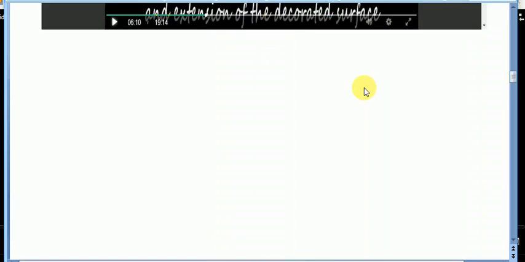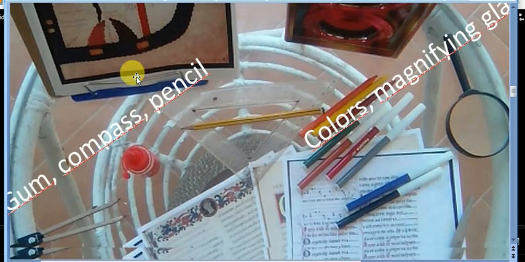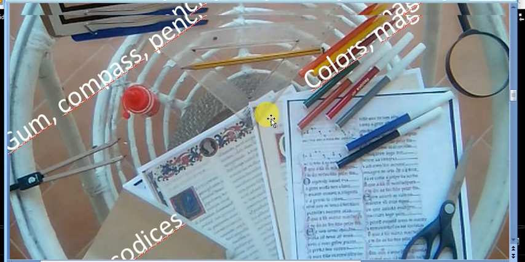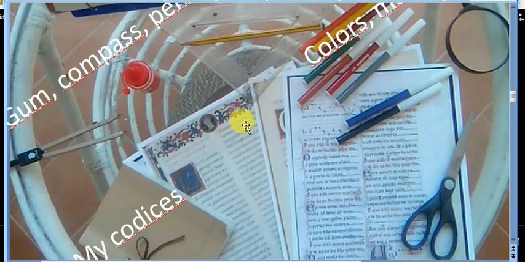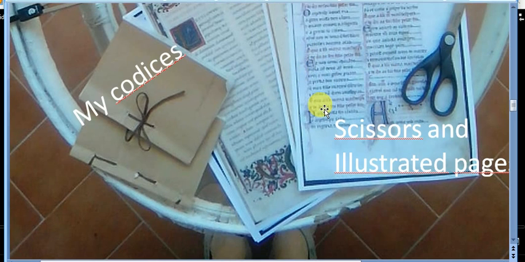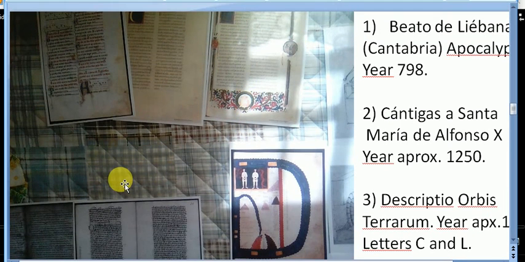For the goal, I used this material. Well, the copy of the manuscripts, of the drawings in the manuscripts, I wanted to replicate. I used a gum, a compass, pencil, some colors for making it more beautiful, a magnifying glass, my codices, and a pair of scissors, and of course the illustrated pages that I copied in color and in black and white. I took several examples for this goal.